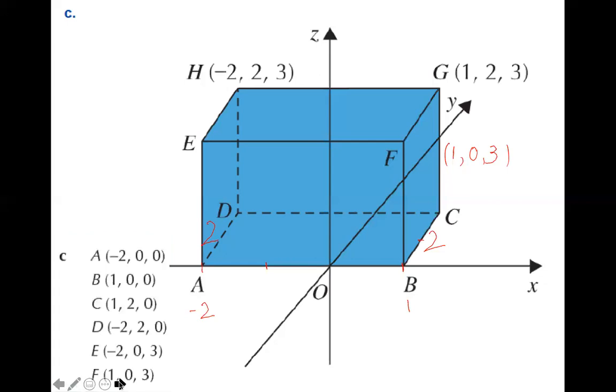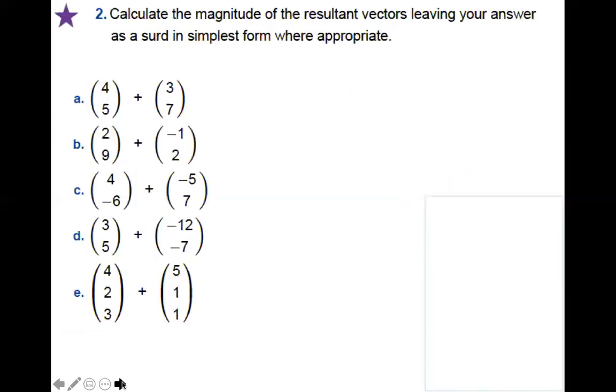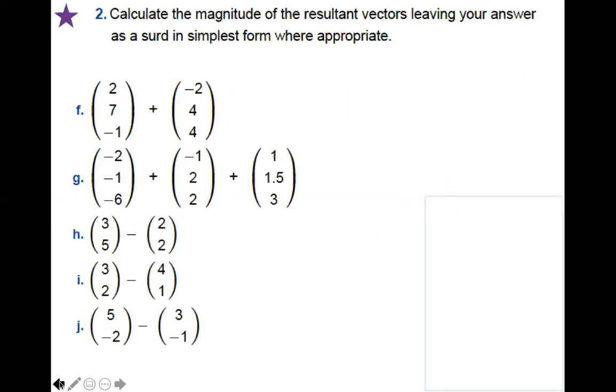Okay, and the next exercise, you'll have a go at this one. This is going to be a bit more challenging, but you need to struggle in order to learn a wee bit on it. So the next exercise is just calculating the magnitude of the resultant vectors, leaving your answer as a third.